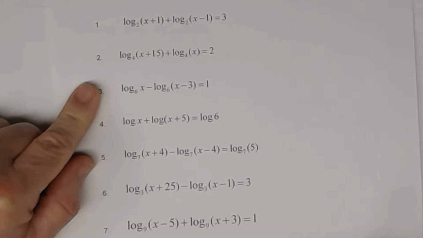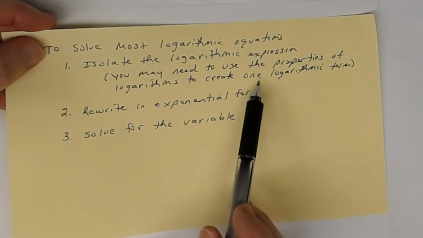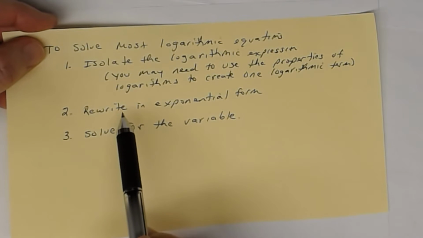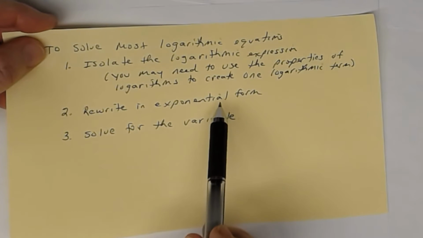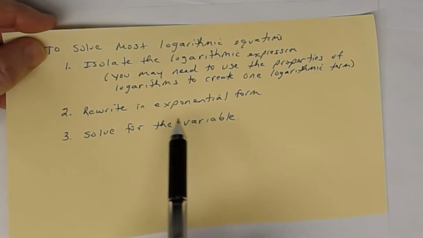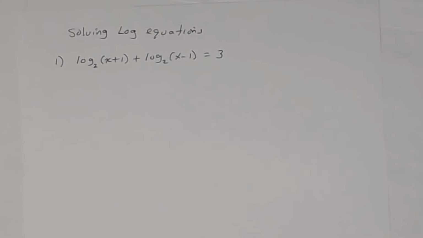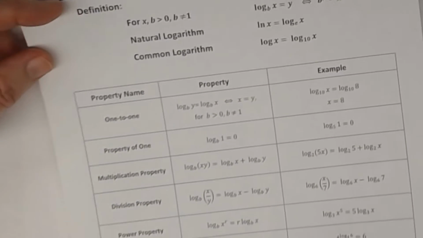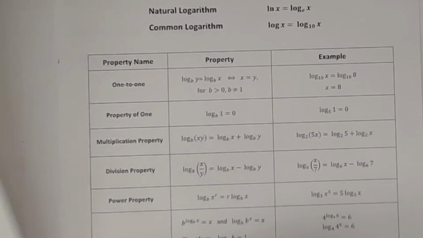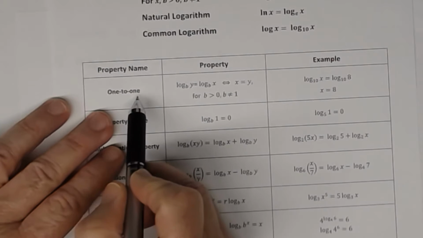Okay? And so once you write it as one logarithmic term, then you're going to rewrite it in exponential form. And then once you write it in exponential form, you're going to solve for the variable. Now, keep in mind that the properties of logarithms that you're going to use for the most part will be in some of these problems. In some of these problems, you're going to use the one-to-one property.